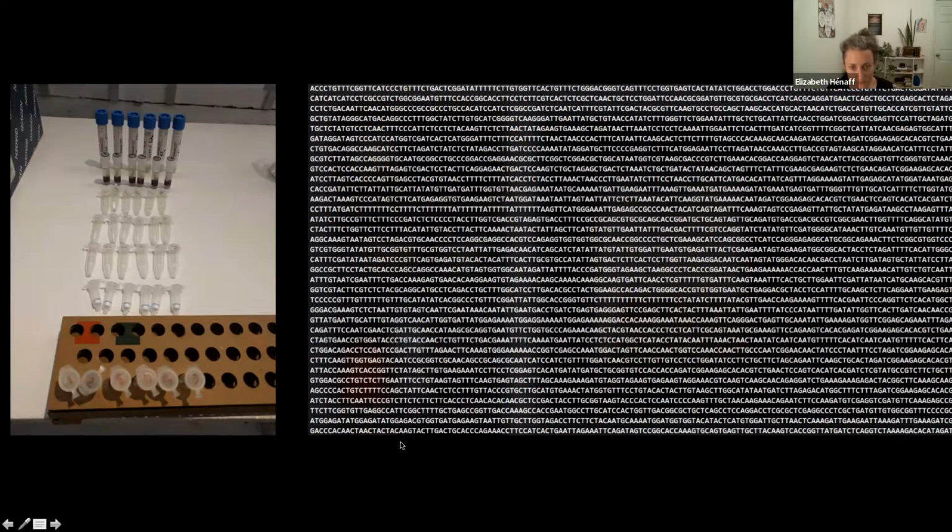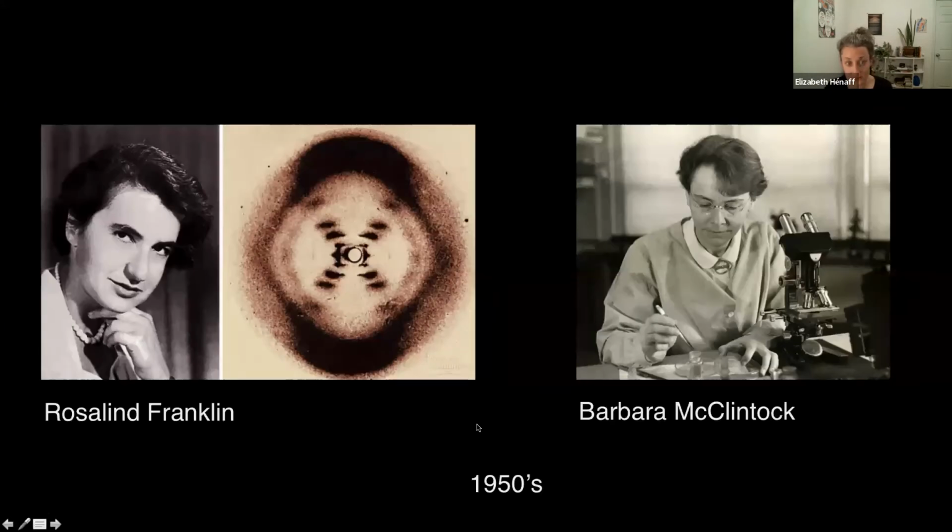So DNA was discovered in the 50s by two scientists, Rosalind Franklin, and then those discoveries were furthered by Barbara McClintock. Rosalind Franklin was a technician working in Watson and Crick's lab. Watson and Crick were credited for the discovery of DNA, but she actually did all of the experiments for it.